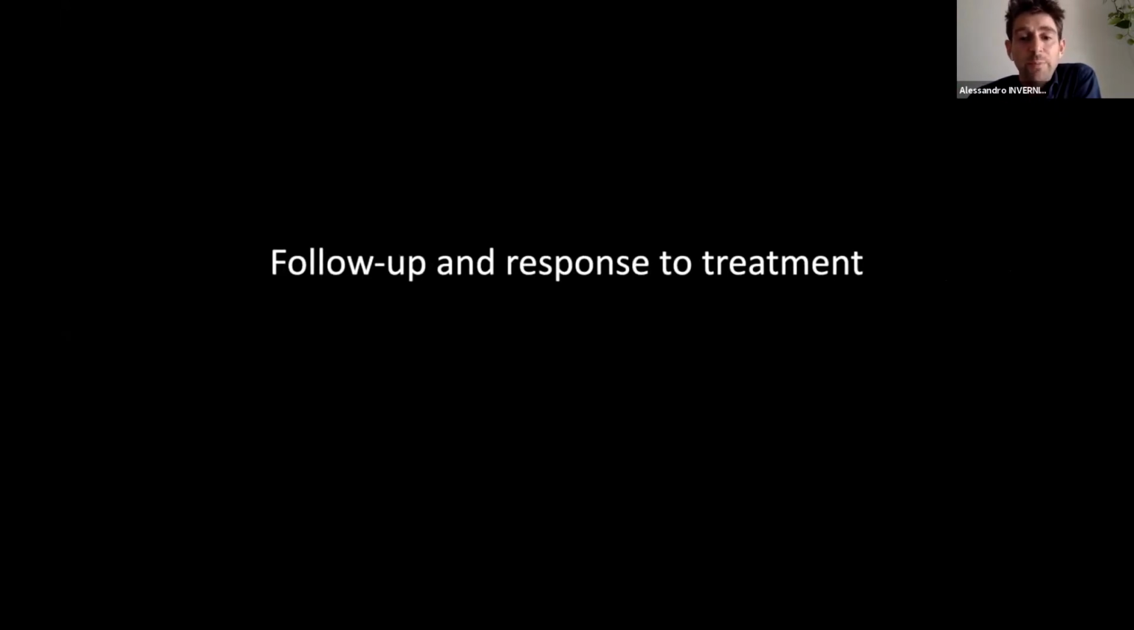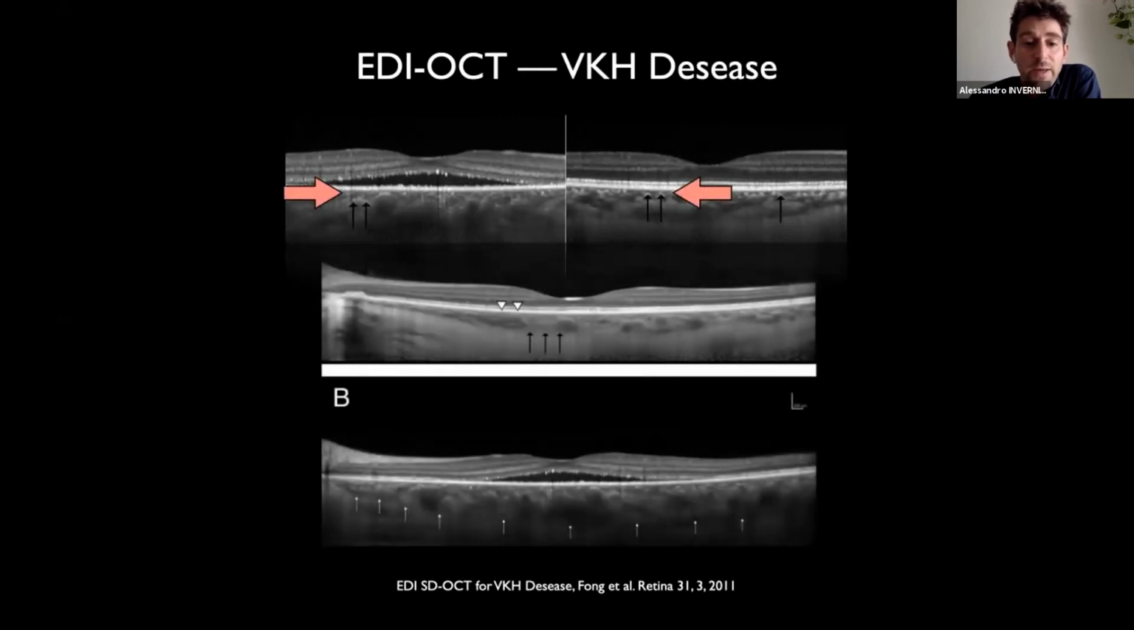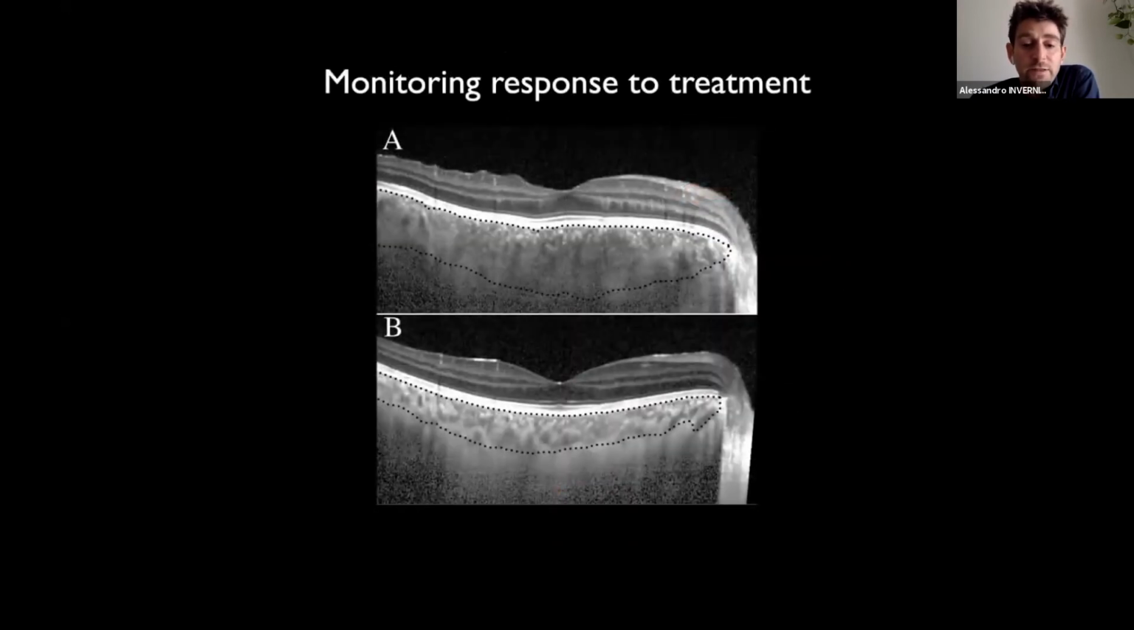Now let's move to follow-up and response to treatment. Well, I think one of the first diseases where OCT was used for the follow-up is VKH, as we know that EDI is able to assess the choroidal thickness, and VKH is characterized by a massive choroidal thickening when the disease is active, and this precedes the accumulation of subretinal fluid, and then when the disease is quiet, the choroid gets thinner again. But of course, choroidal thickening can be used to assess the inflammation in several different uveitis.